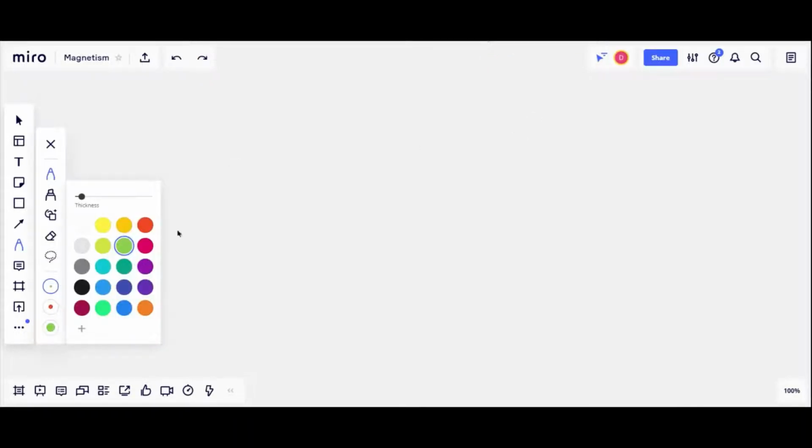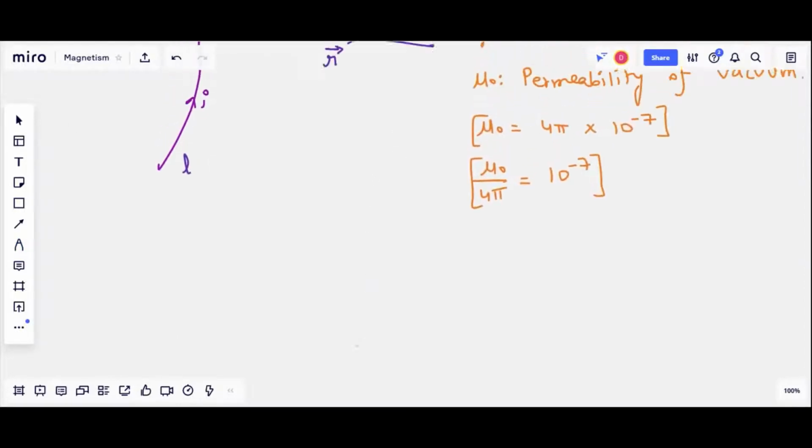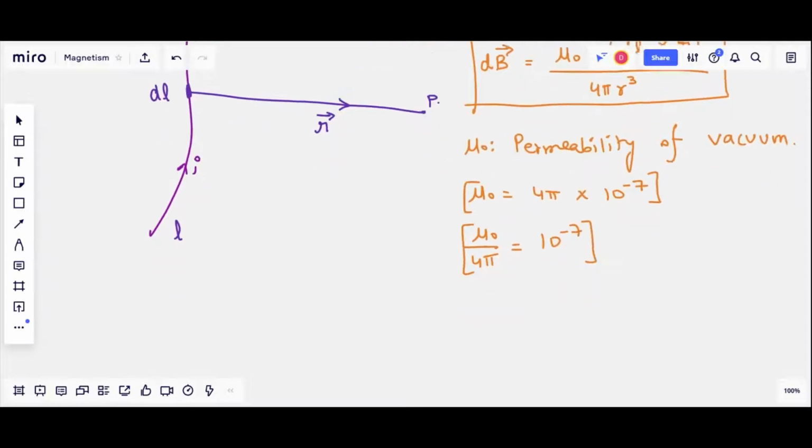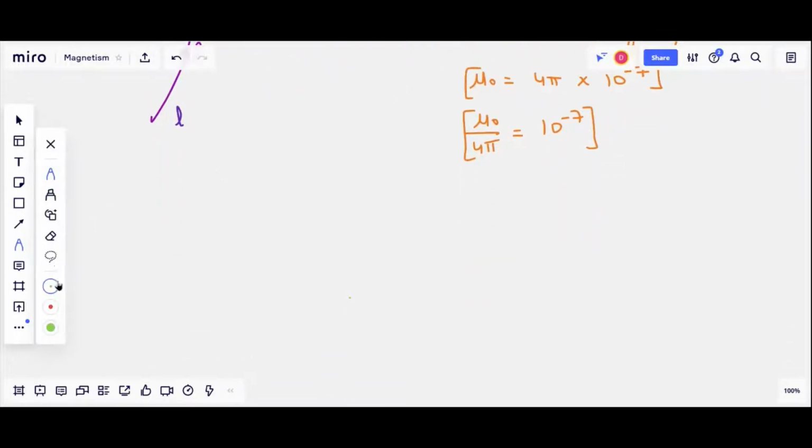Before moving to that, since this is a magnetic field, there has to be a direction, and the direction is given by the right hand palm rule.